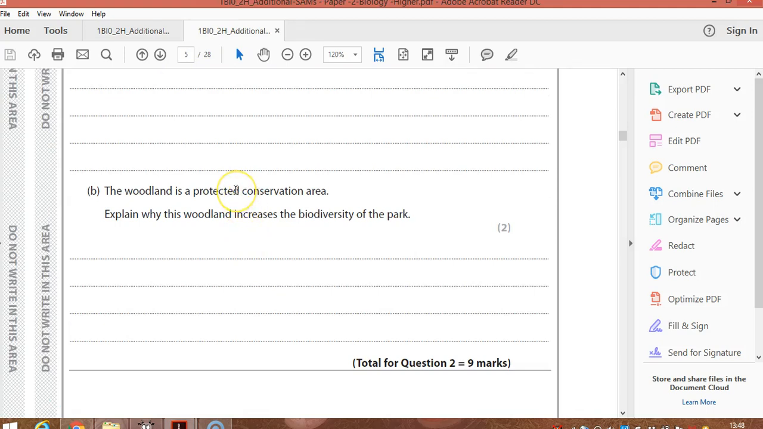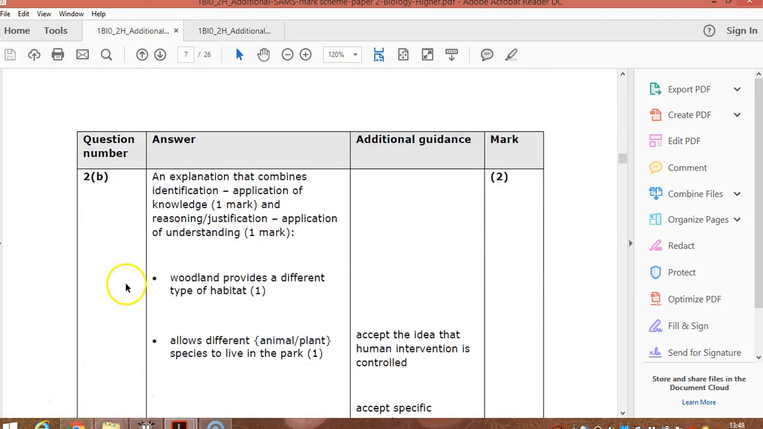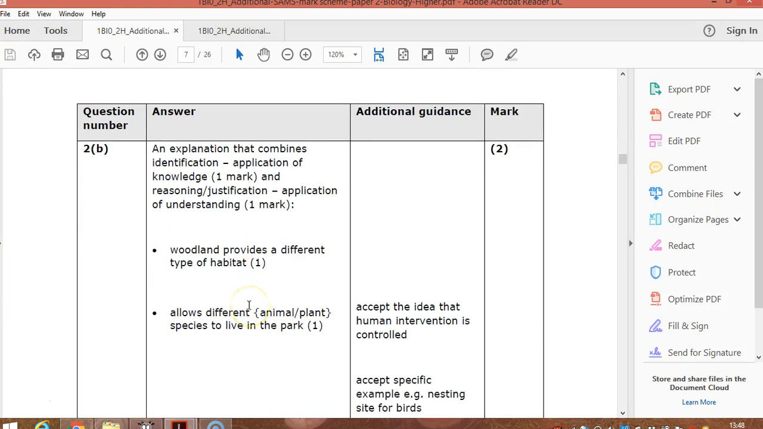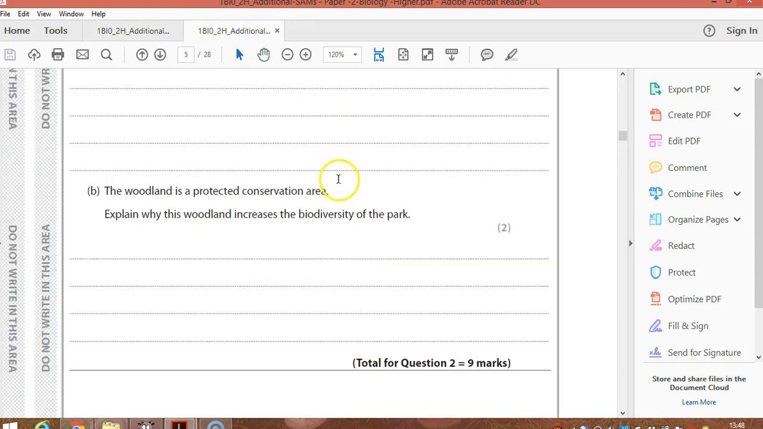The woodland is a protected conservation area. Explain why this woodland increases the biodiversity of the park. 2 marks. So it's an explain again. Off you go. Right, so you should say, here's the common statement: woodland provides a different type of habitat. It allows different species to live in the park. You could also accept the idea that human intervention is controlled, and a specific example. So woodlands provide nesting sites for birds.